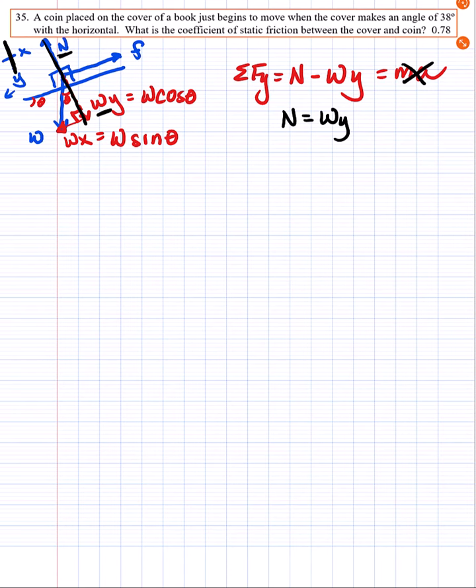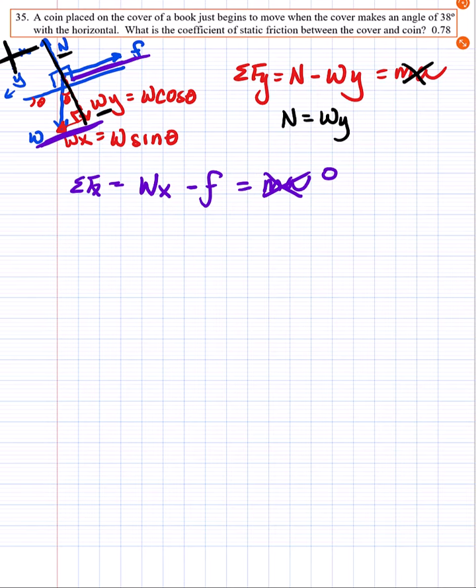In the x direction, we have friction because it's going along the plane, and we also have wx. We're going to do the same thing as before. We're going to write a sum of fx equation. The direction the object is moving is going to be positive. Since the object wants to go down the ramp, wx will be positive, so we're going to write wx. Friction is in the opposite direction, minus f. This is equal to ma. My ma is equal to 0.